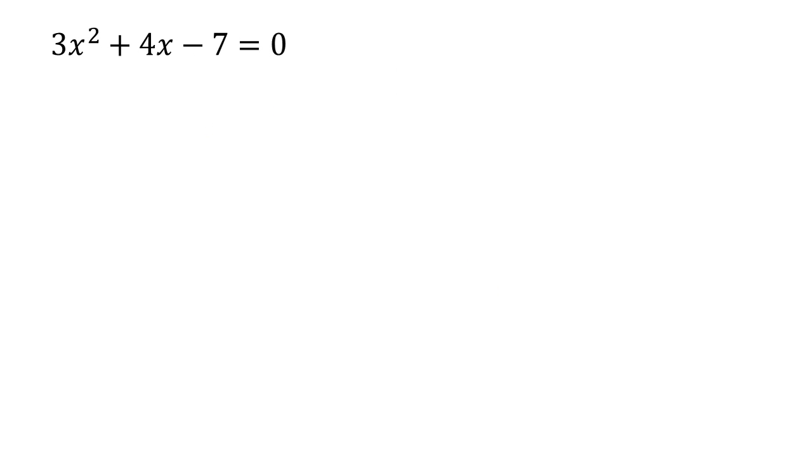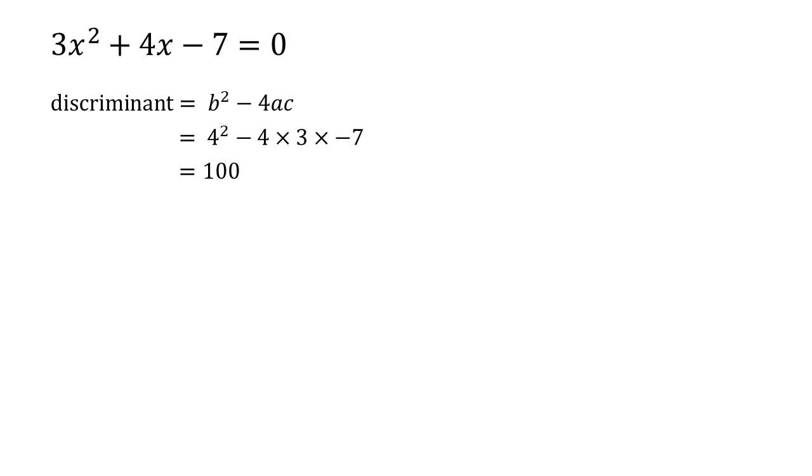Let's put this into action with an actual quadratic equation now. We've got 3x squared plus 4x minus 7 equals 0. We want to see how many real roots it's got. Here's our discriminant, b squared minus 4ac. So b is equal to 4, the coefficient of the x. a is 3 and c is minus 7. So 4 squared minus 4 times 3 times minus 7 equals 100. This is larger than 0, hence we can square root it and get a real number. So there are going to be two real roots.